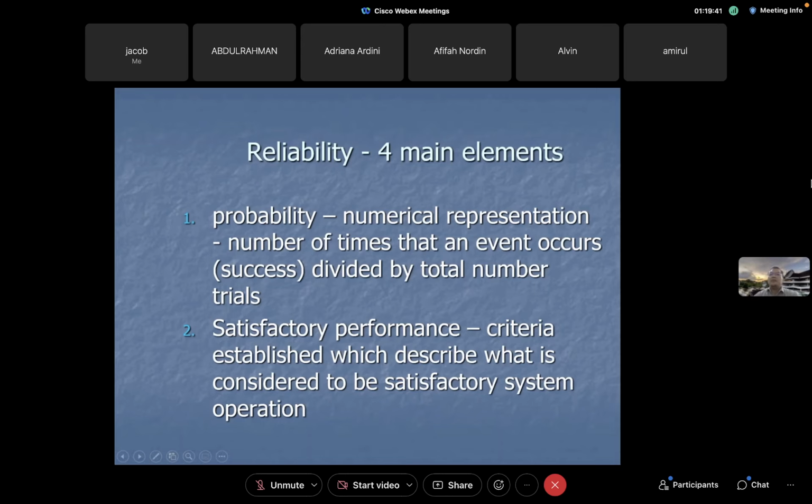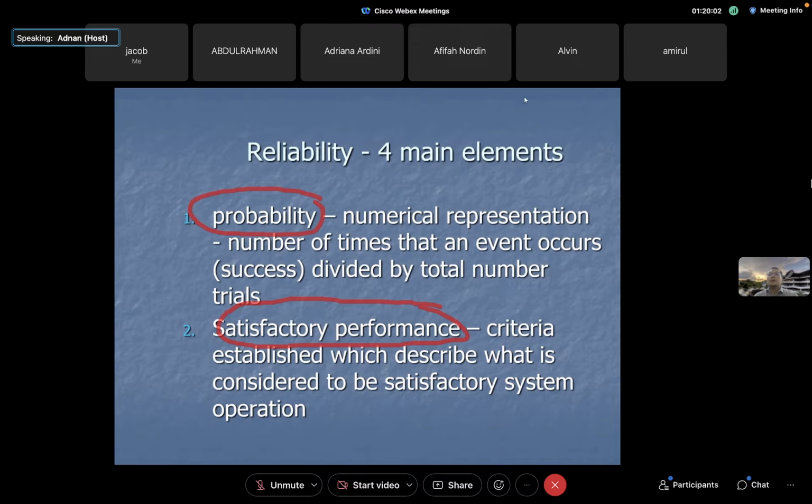All right, so there are 4 elements in reliability. It has probability, it is a function of probability. It is a function of satisfactory performance. Satisfactory performance.